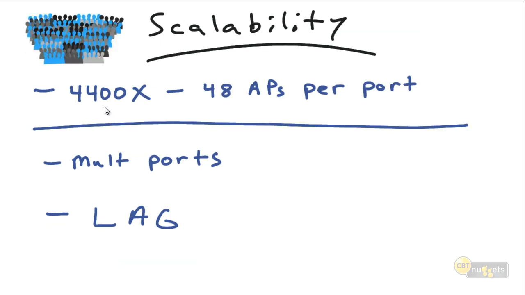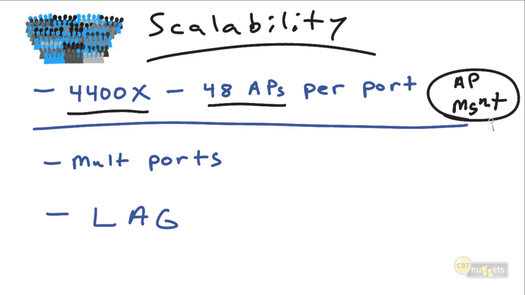Now, you're probably wondering about just how big this very awesome, lightweight, wireless LAN controller environment can become. Well, let me give you an example. On the 4400X series of wireless LAN controllers, we can support 48 access points per port. What port are we talking about? We're talking about that AP manager port, right? That port that is responsible for managing the access points.